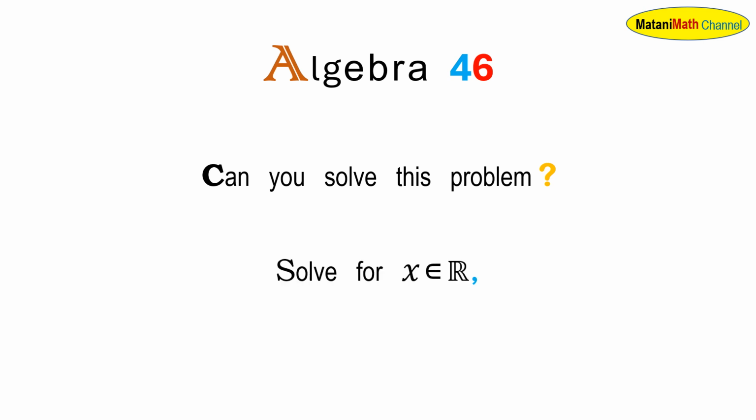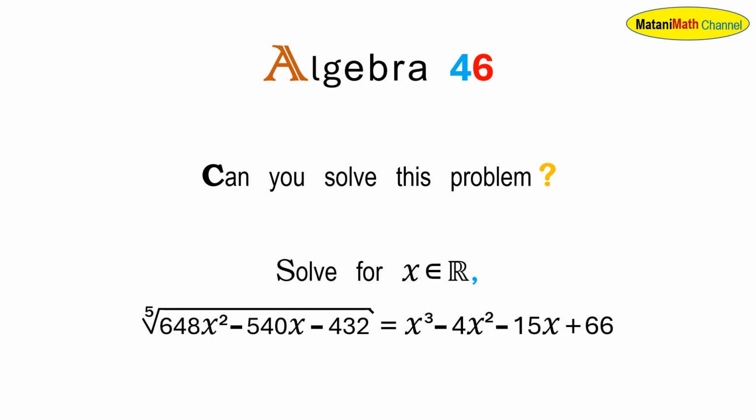Solve for a real number x if the fifth root of 648x squared minus 540x minus 432 equal to x cubed minus 4x squared minus 15x plus 66.